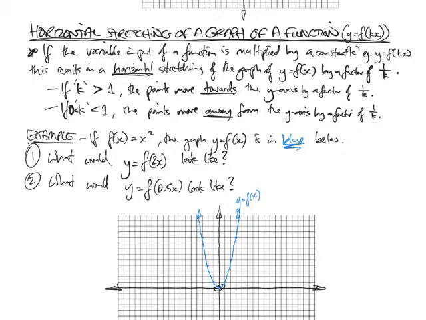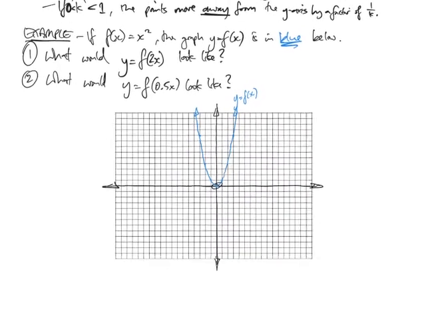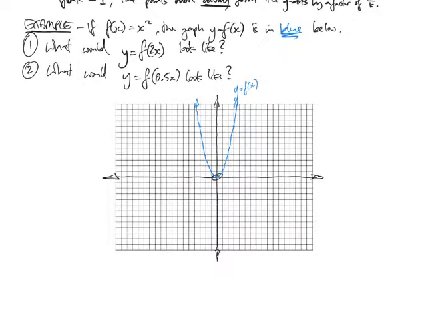So if k is greater than 1, the points all move towards the y-axis by a factor of 1 on k. If k is between 0 and 1, the points all move away from the y-axis by a factor of 1 on k. So once again, we use the example of x squared.